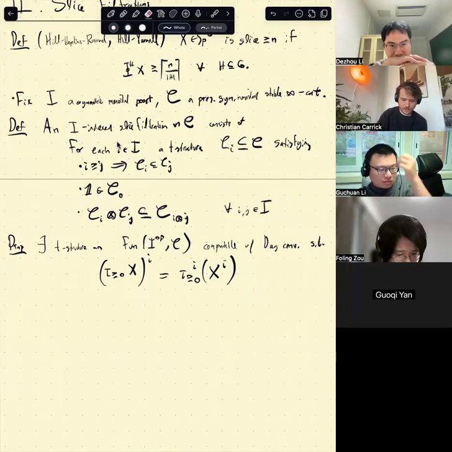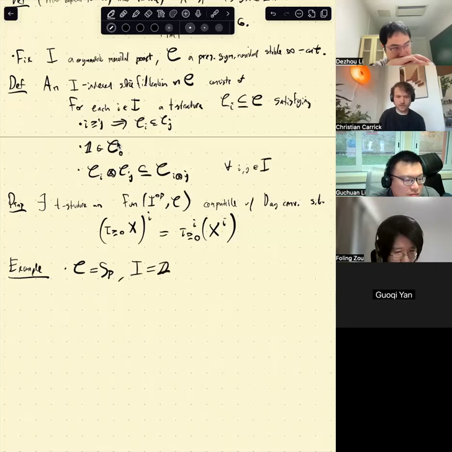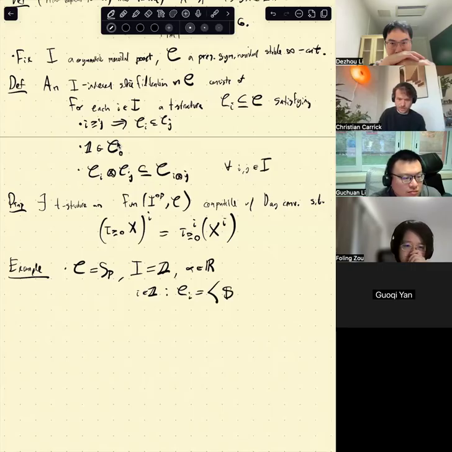Okay, so let me give an example of this. So let's take C to be the category of spectra. I will be the integers with the usual ordering, and the symmetric monoidal structure is addition of integers. And then I take alpha to be a real number. And for an integer i, take the ith T structure on spectra to be the one generated by the following sphere.